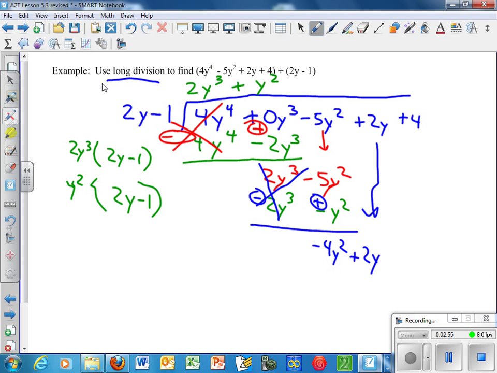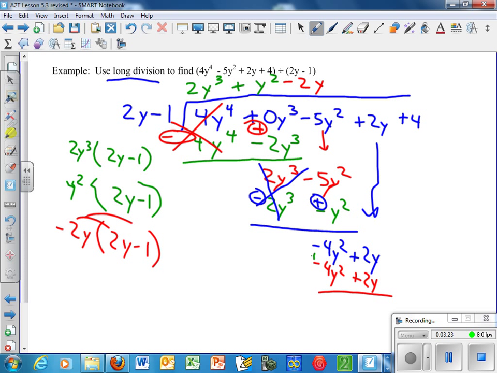Repeat the process over again. How many times does 2y go into negative 4y squared? Well, that's negative 2y. So negative 2y multiplied to 2y minus 1, distribute, is negative 4y squared plus 2y. Change to the opposite sign. So this becomes a plus, this becomes a minus.